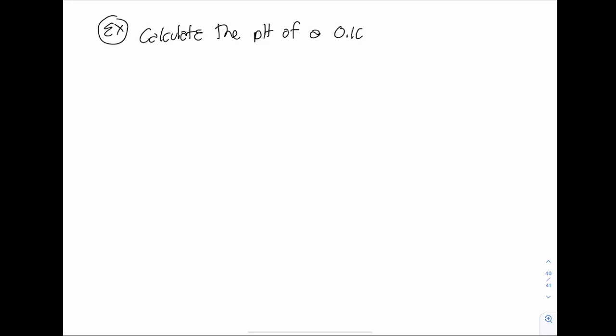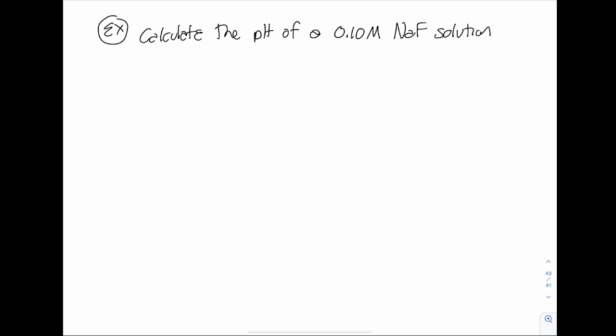I do want to go through a few examples where we actually calculate the pH of our salt solution. So instead of just saying that it's acidic, basic, or neutral, we actually get a value. So we're going to calculate the pH of a 0.10 molar sodium fluoride solution.